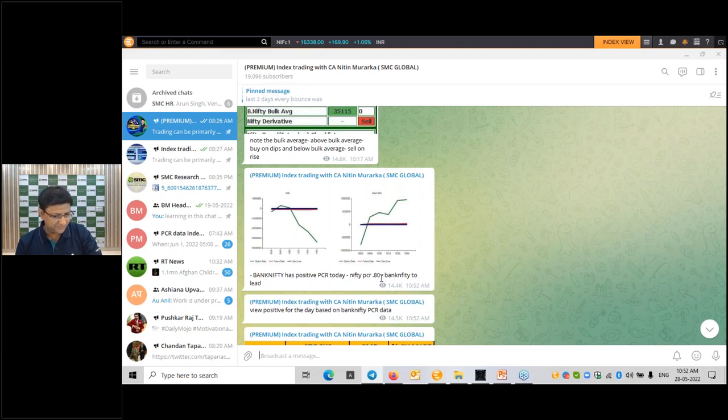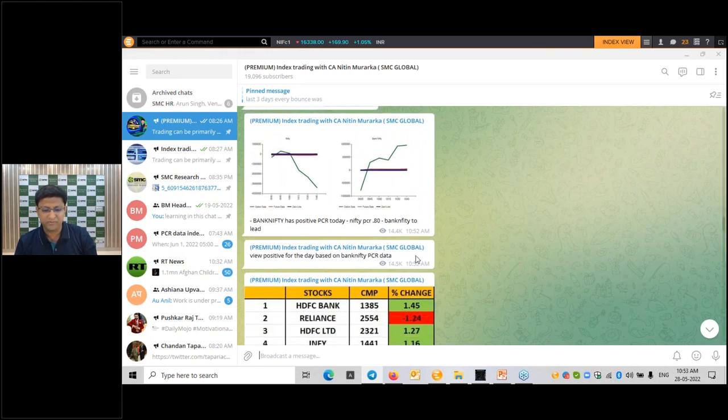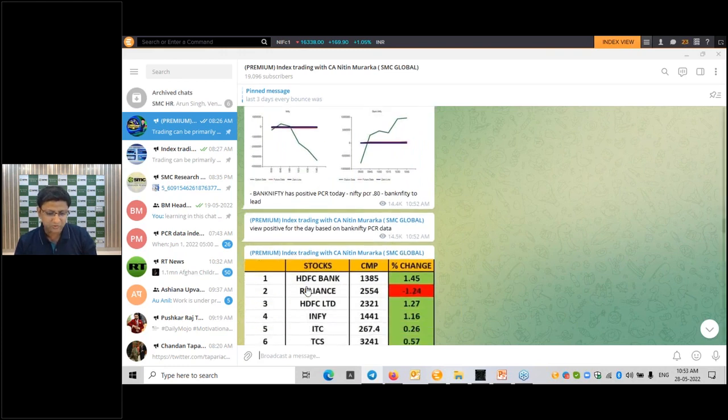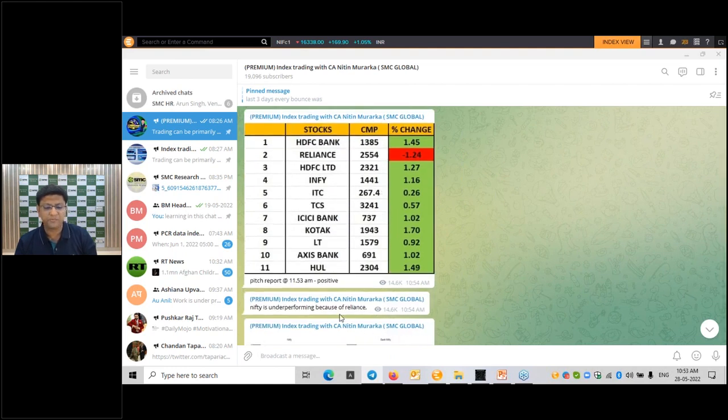Nifty PCR is 0.8. So if Nifty's PCR is 0.8, it means it is not very negative. 0.8 means it is only slightly below 1, but it is not negative. But Bank Nifty's PCR was strongly positive. So the view we gave, positive for the day based on Bank Nifty PCR, we published at 10:52. And then we also published a pitch report at 11:53, which said Nifty is underperforming because of Reliance.